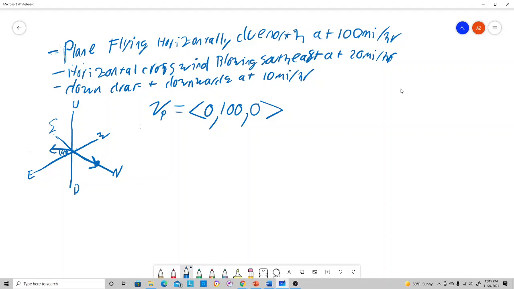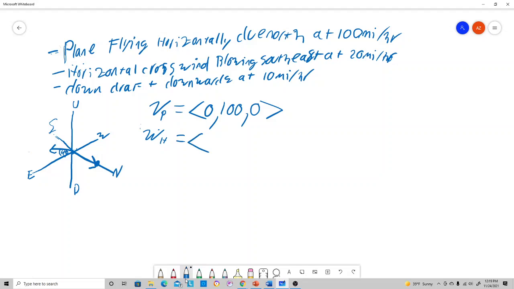So it's affecting this plane. Let's say the plane is right here. It's trying to drag it in the southeast direction. We can say horizontal crosswind, so maybe H, or actually let's call it W, wind H, for horizontal.